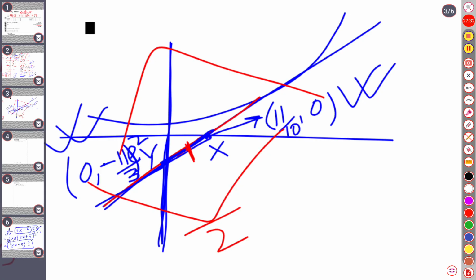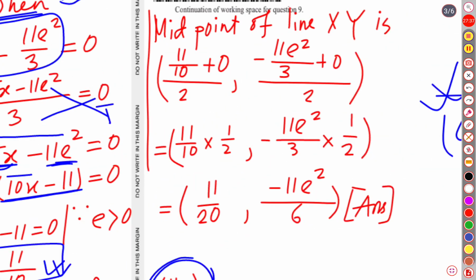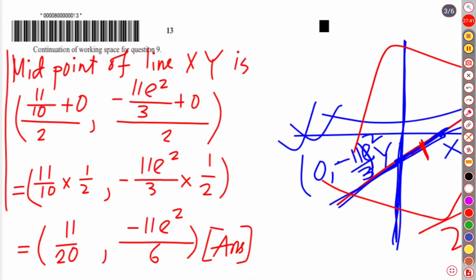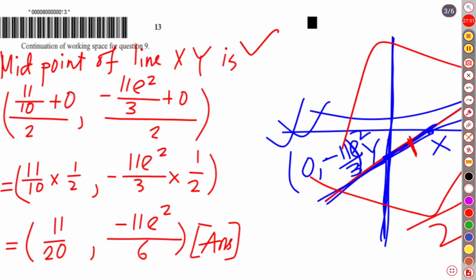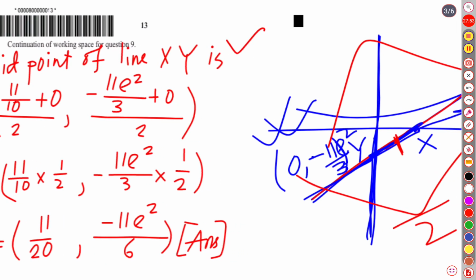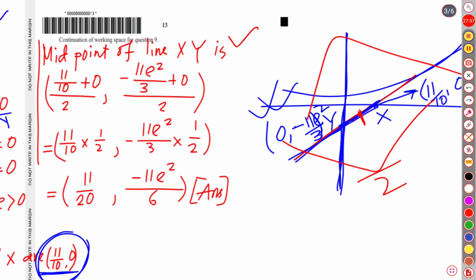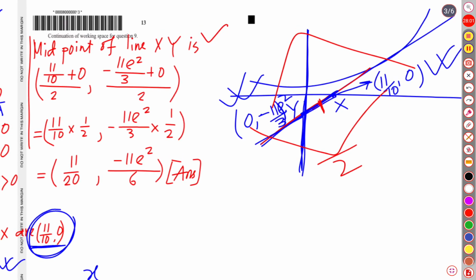So let us write, let us see here. Yes, so we have written here the midpoint of the line xy is what? So first, the coordinates. Yes, now you can see more visibly. Yes, so here our x coordinate is 0.